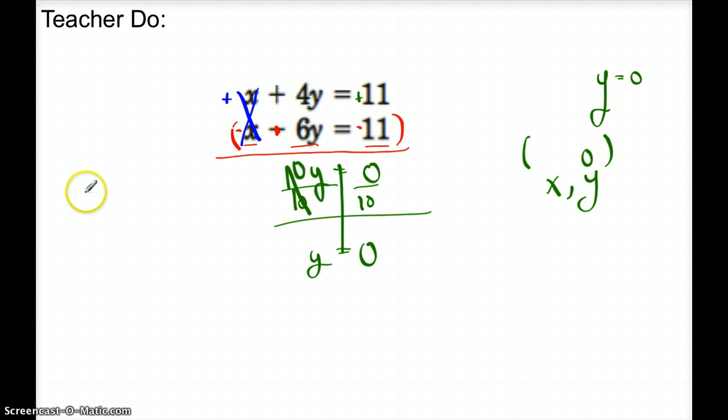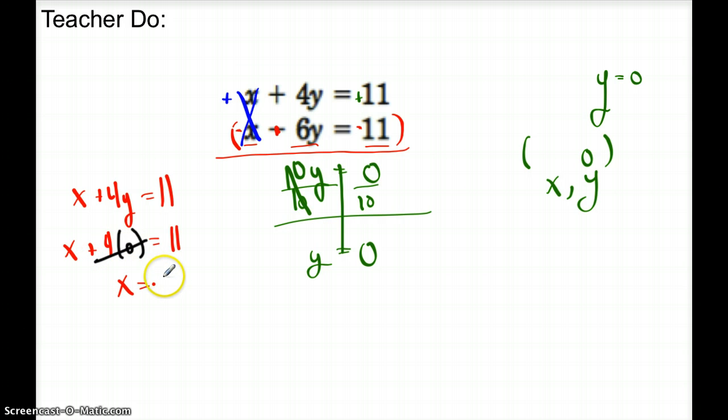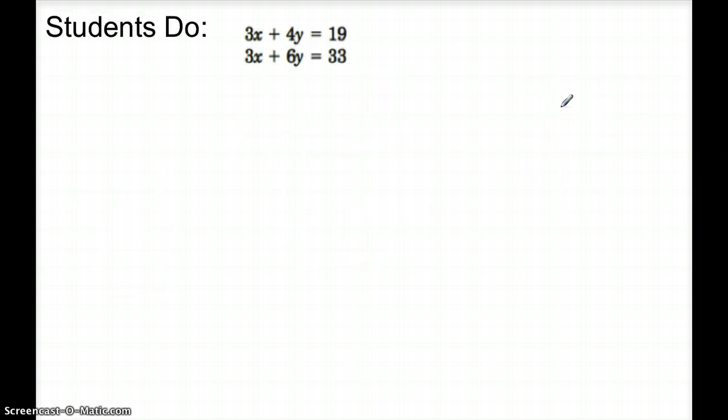So let's pick the first one. X plus 4y equals 11. I know that y is equal to 0, so I have x plus 4 times our y value of 0 equals 11. 4 times 0 is 0. X equals 11. And I'm done. X equals 11. There's my answer.